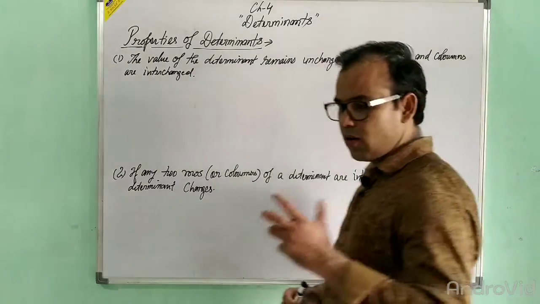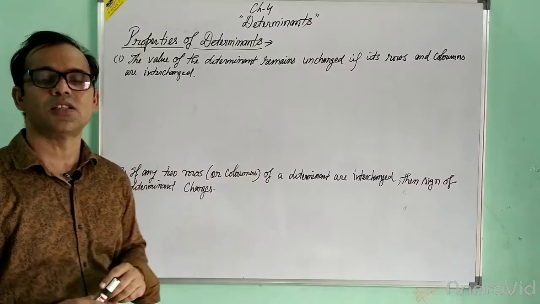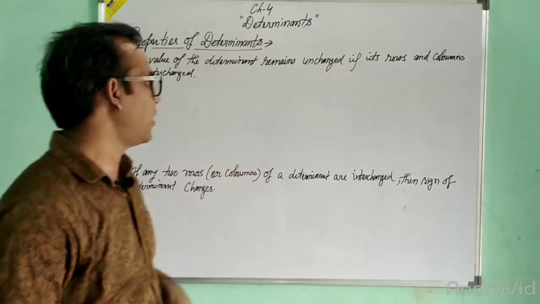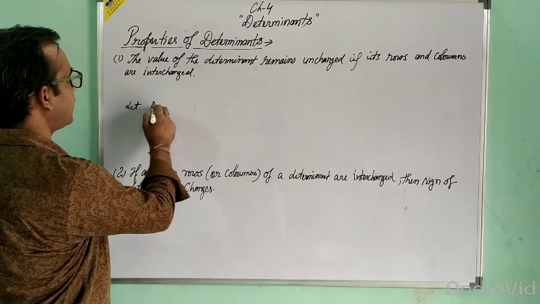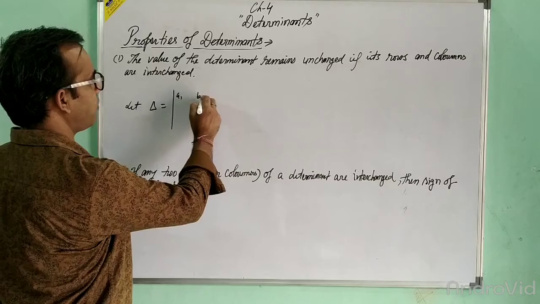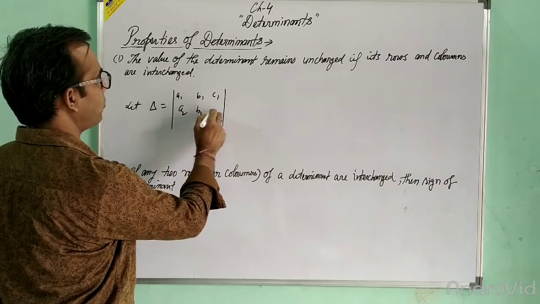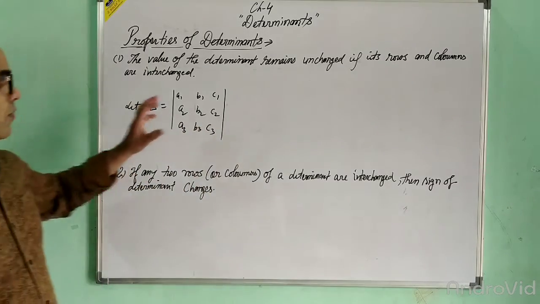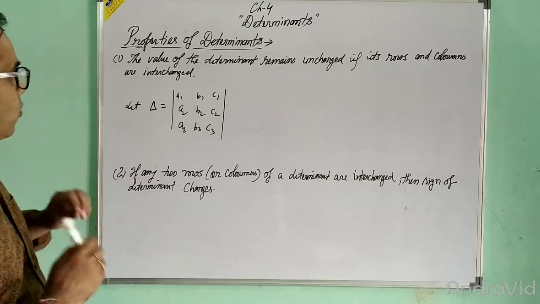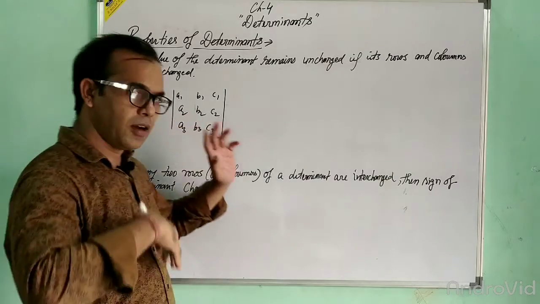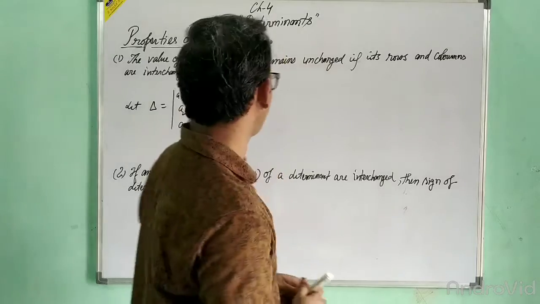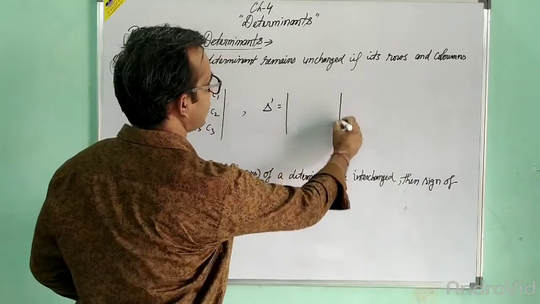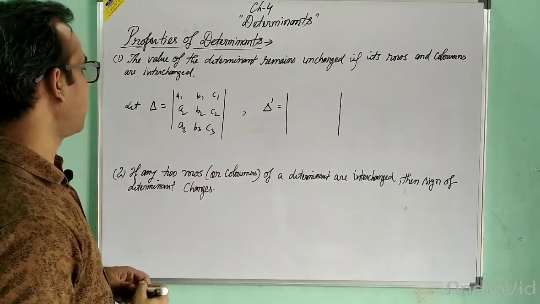It states that the value of the determinant remains unchanged if we interchange the rows and the columns of the given determinant. For example, let delta be the determinant having the elements a1 b1 c1, a2 b2 c2 and a3 b3 c3. Then the value of the determinant will have no effect at all if we interchange the rows and columns of the determinant. For example, delta dash is the determinant obtained by interchanging the rows and columns.